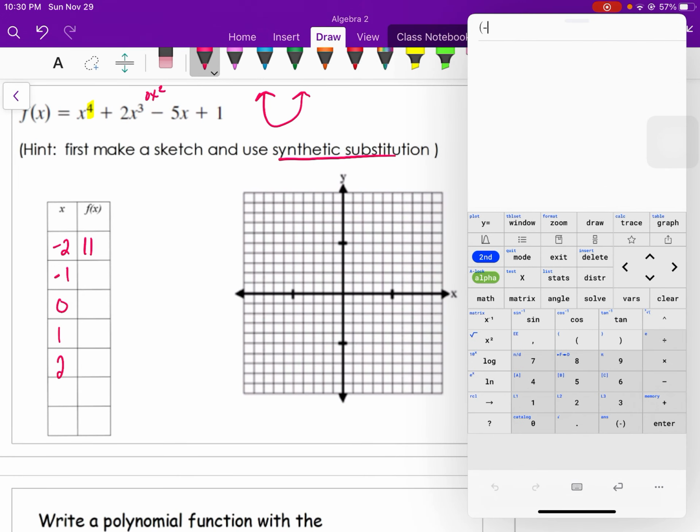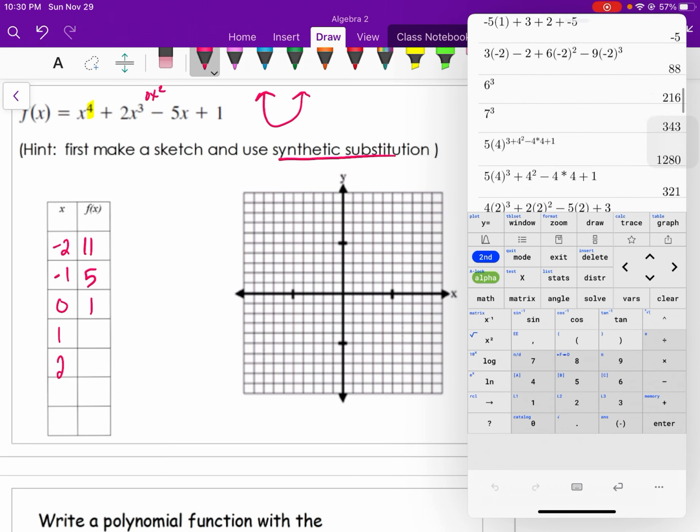Well, we already did -2, so let's do -1. Use the caret to the 4th power. You have to get out of the exponent. Plus 2 times -1 to the 3rd power. Minus 5 times -1 plus 1. Now you won't have a graphing calculator, so you will have to enter this into a regular calculator. But if you plug in 0, you're going to get out 1.